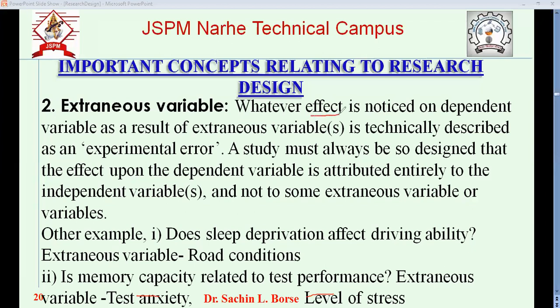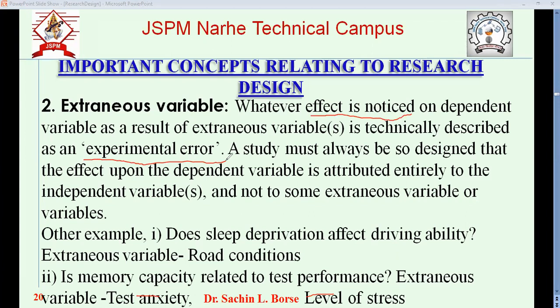Now we'll understand further. The extraneous variable will be causing an effect on the dependent variable, and whatever that effect is, we call it experimental error. So we call the effect of the extraneous variable on the dependent variable an experimental error.